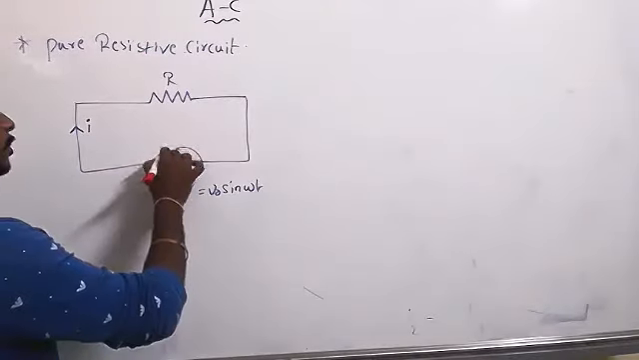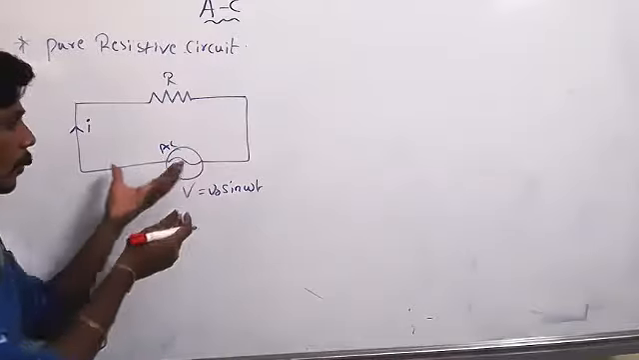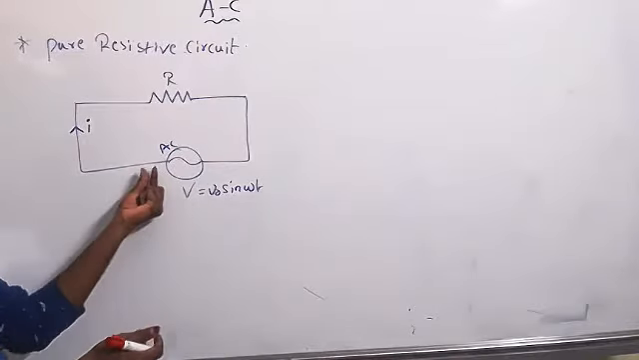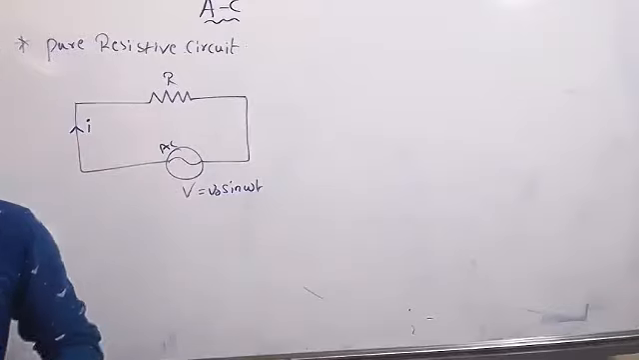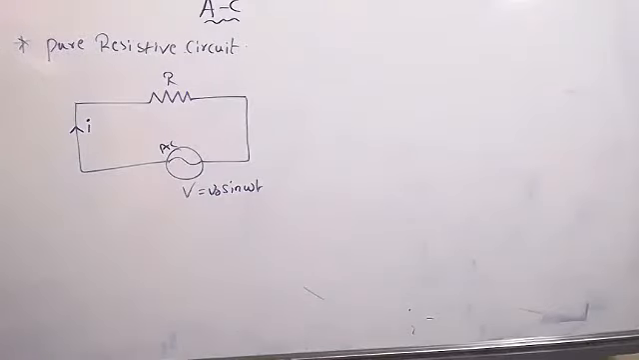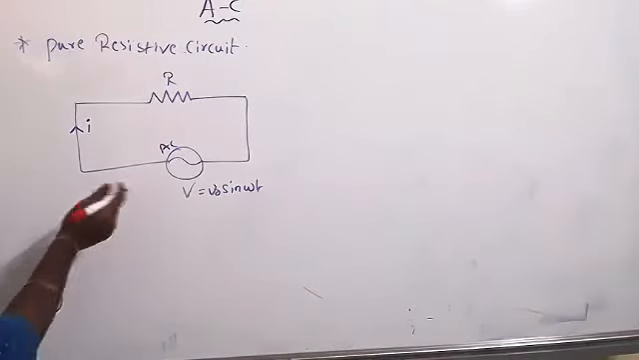It is AC voltage I applied. Once I apply voltage, we know what will happen: current passes through this. How much current will pass? That's what we have to calculate. What is the relation between V and I? We have to calculate. Remember, very easy. We should remember this very clearly.